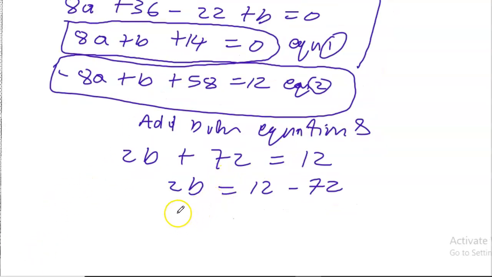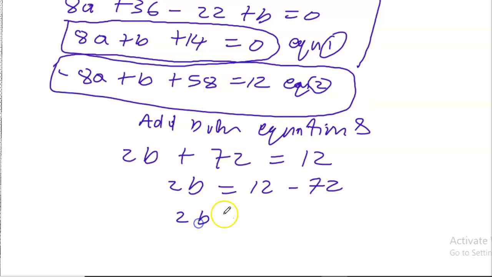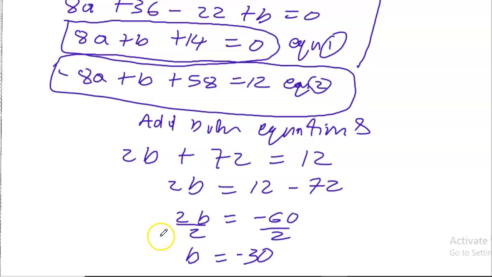So this becomes 2b is equal to, what's 12 minus 72? Negative 60. Divide both sides by 2. The value of b would be minus 30. Let's now find the value of a, and to find the value of a, we substitute the value of b into any one of the equations. Let me substitute it into equation 1.